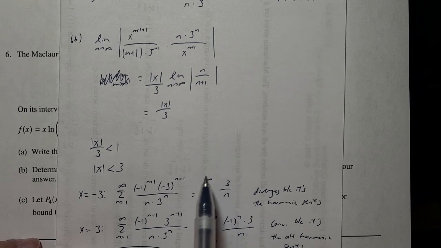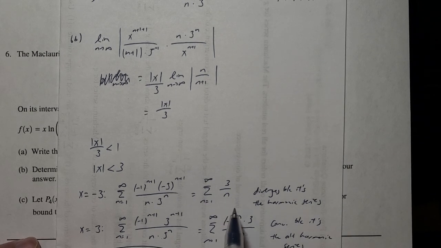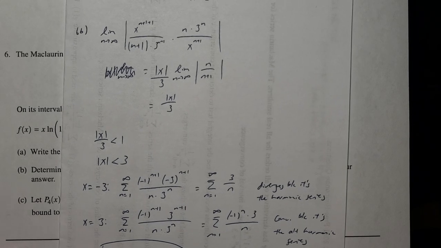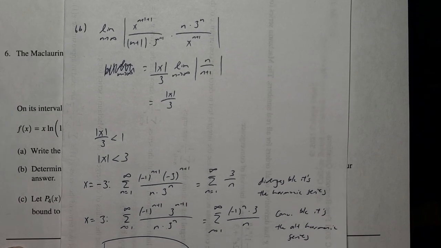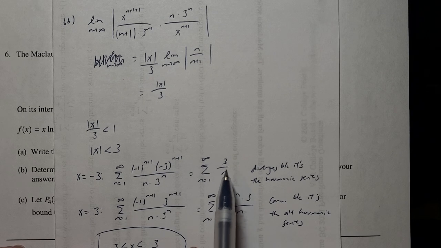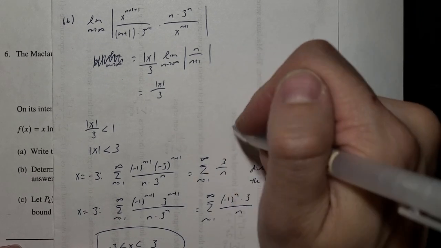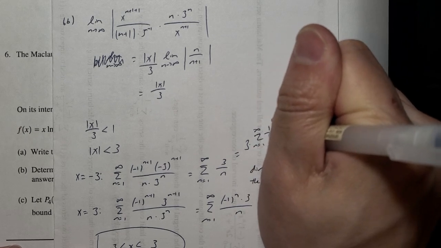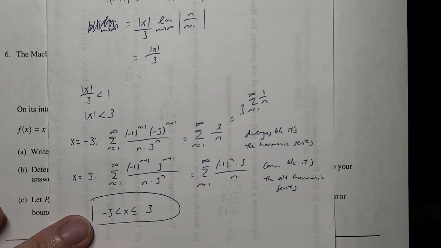Technically, you could move this 3 out, so it's 3 times summation of 1 over n. 1 over n is the harmonic series. We know it diverges, so I just wrote diverges because it's the harmonic series, okay? In the scoring guidelines, they compare it to the harmonic series. I don't think that's needed, to be honest. Maybe do one more step and do 3 times summation 1 to infinity 1 over n. This is the harmonic series clearly, okay?